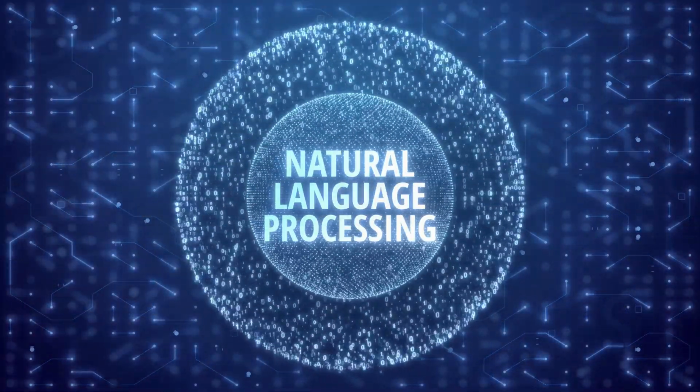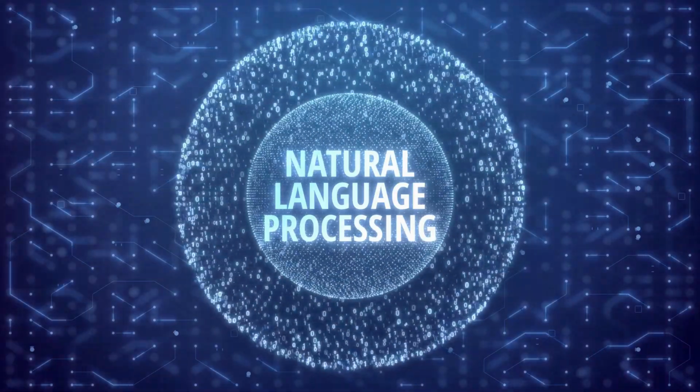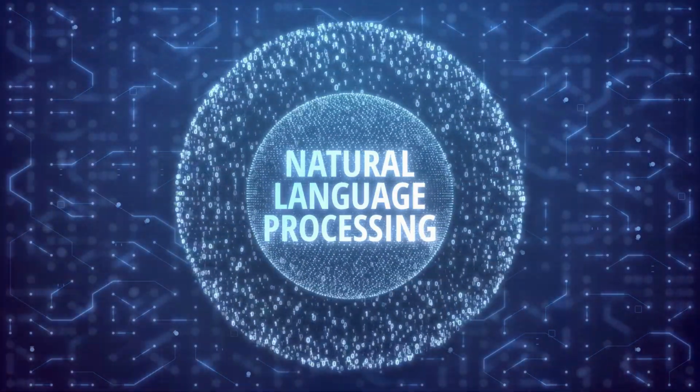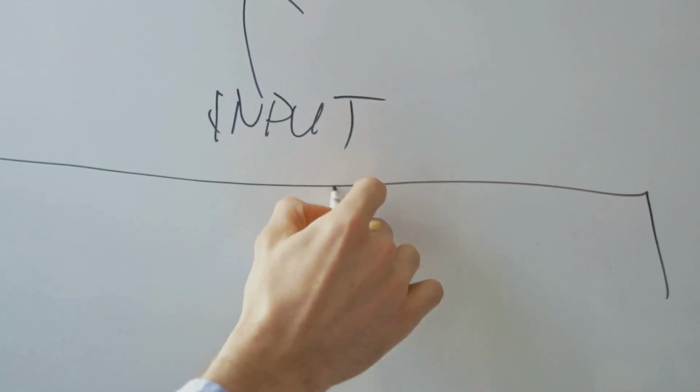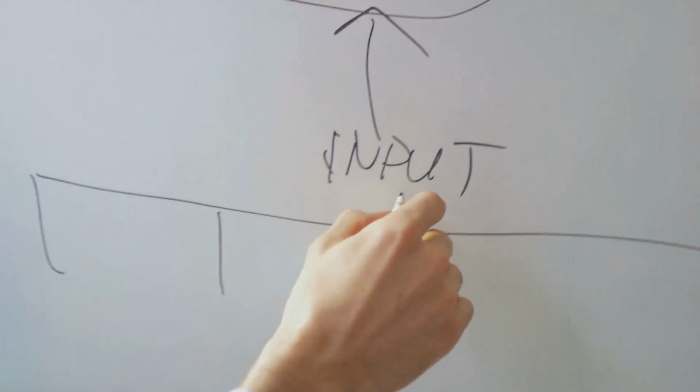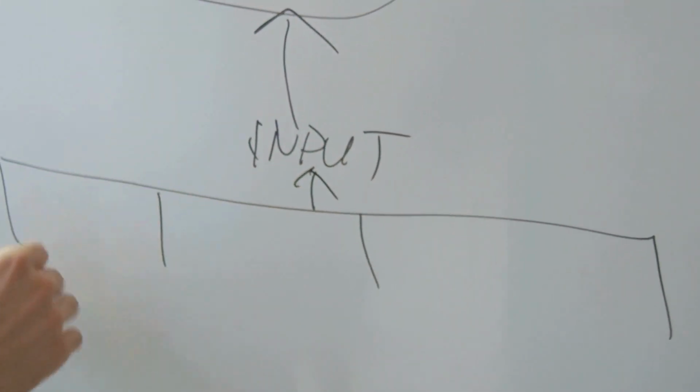Supervised learning also plays a crucial role in generative AI, including large language models like GPT-4. These models are trained on vast amounts of text data where the input is a sequence of words and the output is the next word in the sequence. Let's dive deeper into how this works.